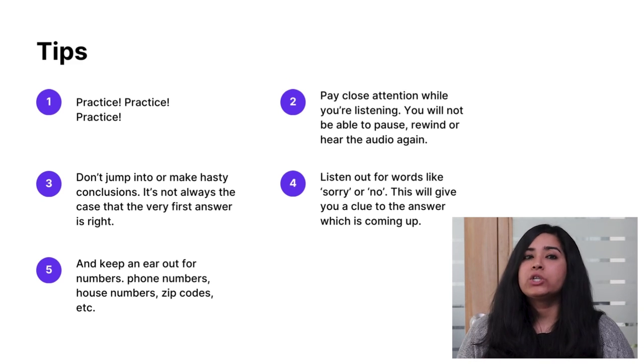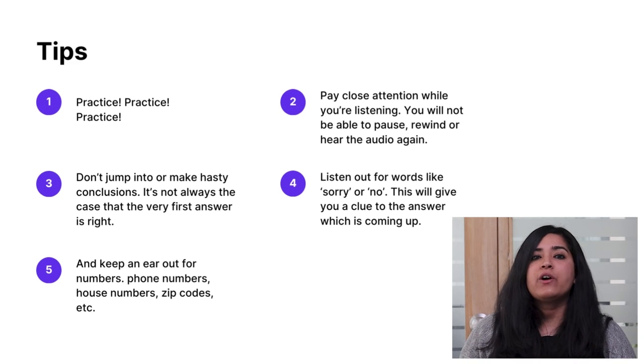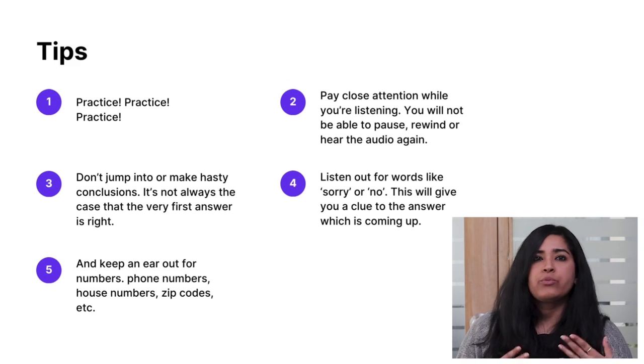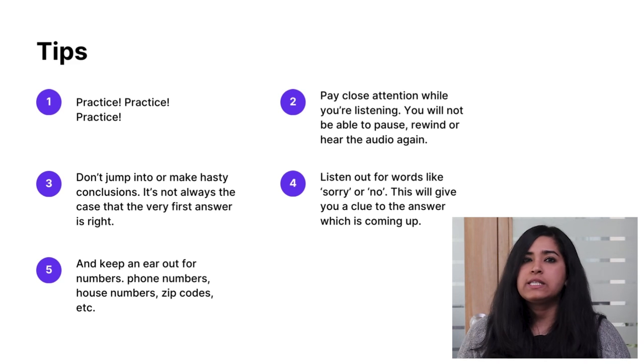The next one is a good tip. Listen out for words like sorry or no. This will give you a clue to the right answer which is coming up. Also, keep an ear out for numbers and names. The major distractors take place where there are numbers and/or names involved, such as phone numbers, house numbers, zip codes, name of a street, price of some items, flight numbers, distances between two places, or even the name of a person.